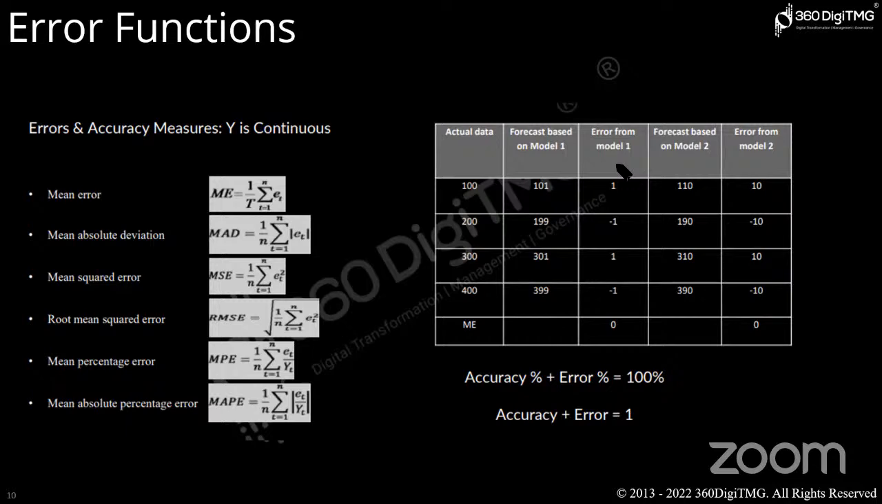Various types of functions: mean error, mean absolute deviation, mean squared error. These are the various formulas. You take the square root, you take the mean percentage error. All these are the various functions when your output is continuous. Accuracy percent plus error percent gives you 100%, and accuracy plus error will always be equal to 1. But that is when we have the output as continuous.